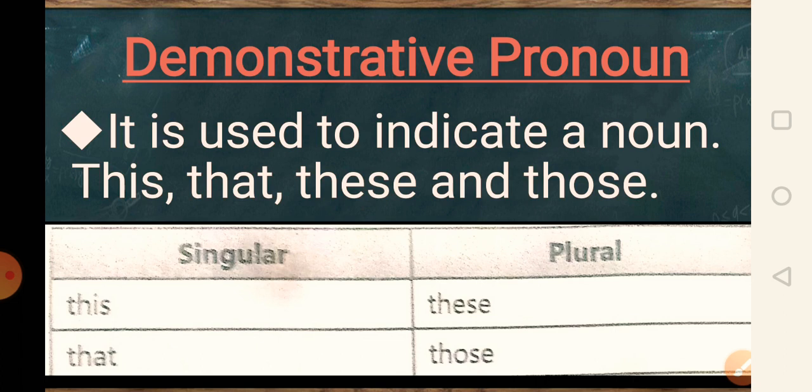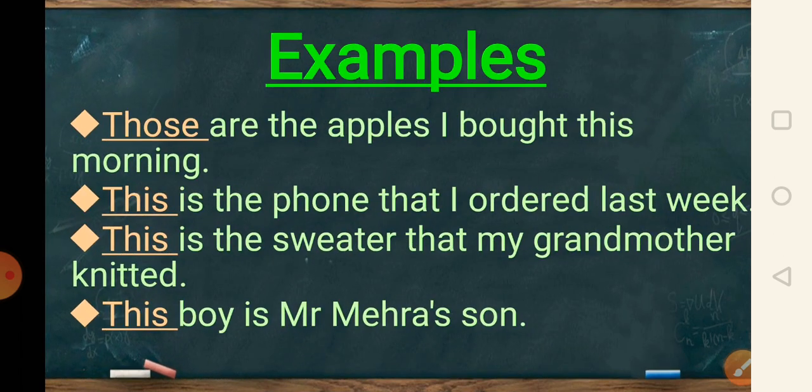This is used to indicate a singular object which is nearby. In the same way, these is used to indicate a plural object which is nearby. That is used to indicate a singular object which is far away, and those is used to indicate a plural object which is far away. This is all about demonstrative pronoun.